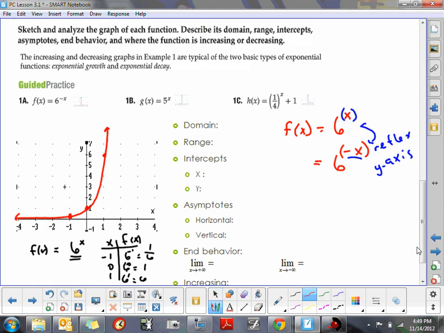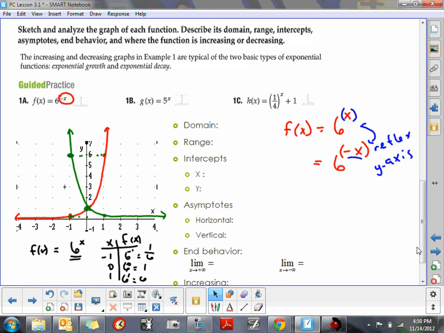But if it's 6 to the negative x, I talked about this negative x reflecting it across the y-axis. So if I reflect across the y-axis, the point (0, 1) stays the same. Reflection across the y-axis is going to take this point (-1, 1/6) and reflect it across, and it'll be (1, 1/6). So in essence, our graph would look like this.